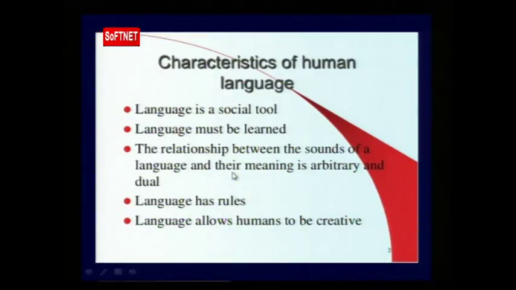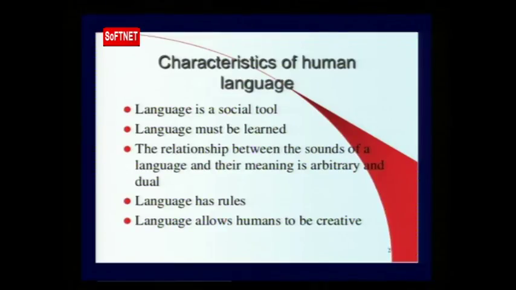So the language usually is human. We have other languages also, the animal language, but we are not talking about the animal language. We are talking about human language. Now there are some characteristics of human language.